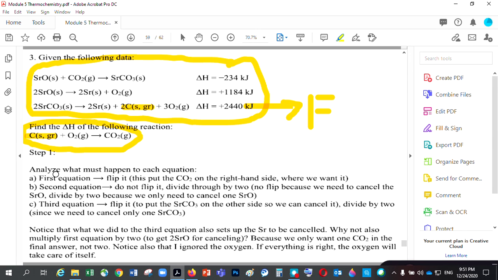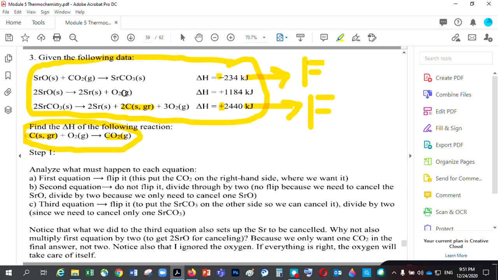Then I have to look at CO2. Look at this. CO2 here is a product, here is a reactant. So this one, I have to flip it, which means I have to watch the sign, it will be changed, correct? Now I have to look if I'm missing anything else I can do.